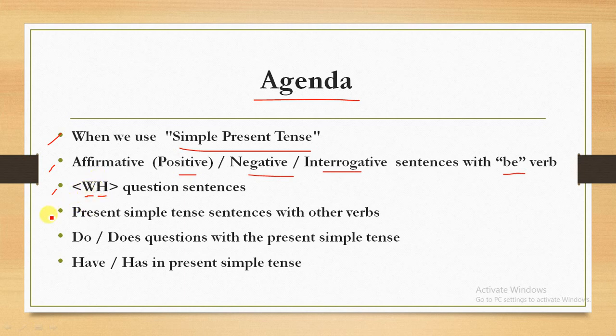Then we will see simple present tense sentences with other verbs. We will see with the be verb, which means am, is, are. Apart from that we will go through some regular and irregular verbs also. We will make sentences with the help of other verbs. Then we will go through when we use do and does in simple present tense, and also the logic of do and does. Apart from that we will go through some sentences. Then we will go through have or has, meaning when we use have or has in present simple tense.